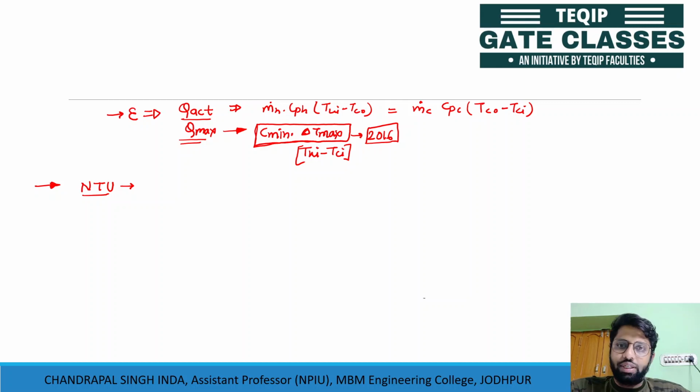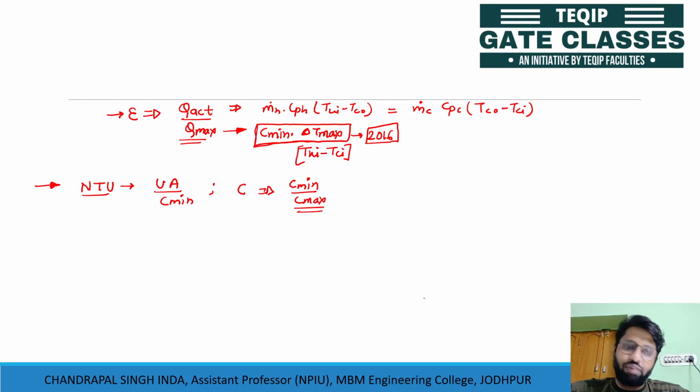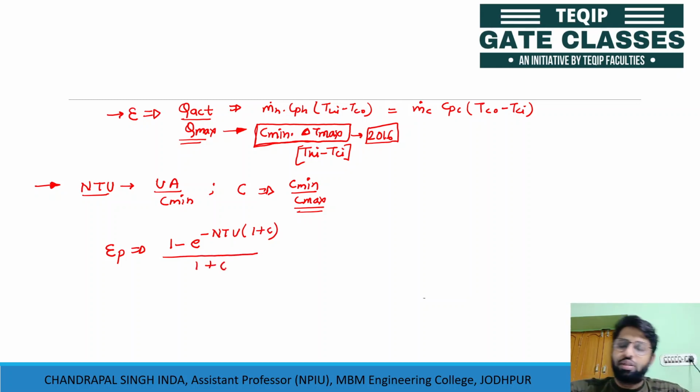NTU represents the number of transfer units, which represents the size of the heat exchanger, and it is equal to UA divided by C minimum. Here we have one more term, C, which is the heat storage capacity ratio, equal to C minimum by C max. The expression that we derived for the effectiveness of parallel flow heat exchanger is equal to 1 minus e to the power minus NTU (1 plus C), divided by 1 plus C.